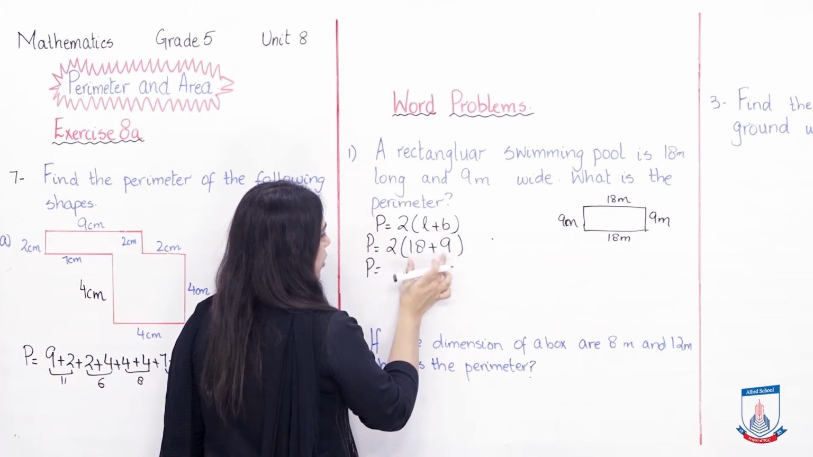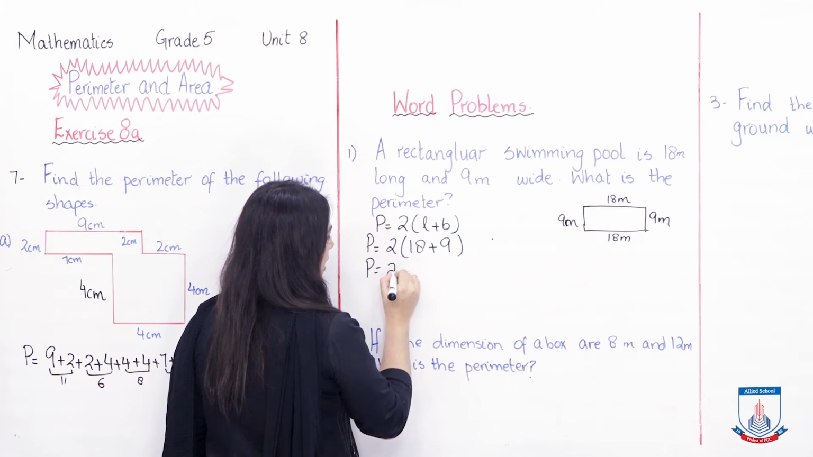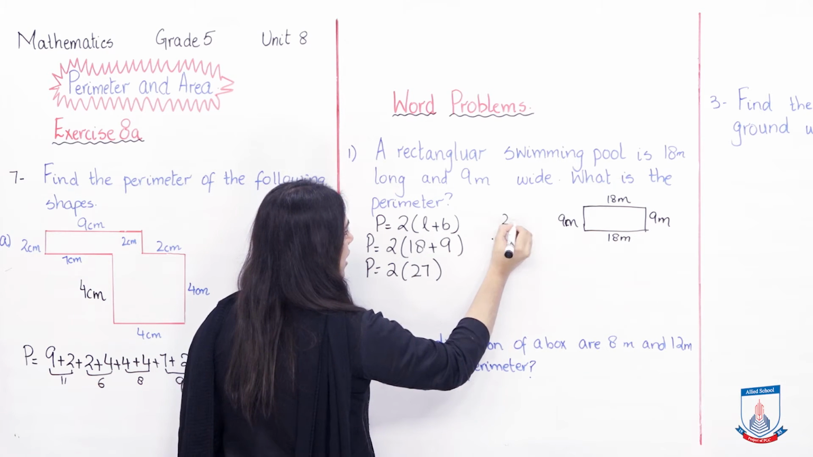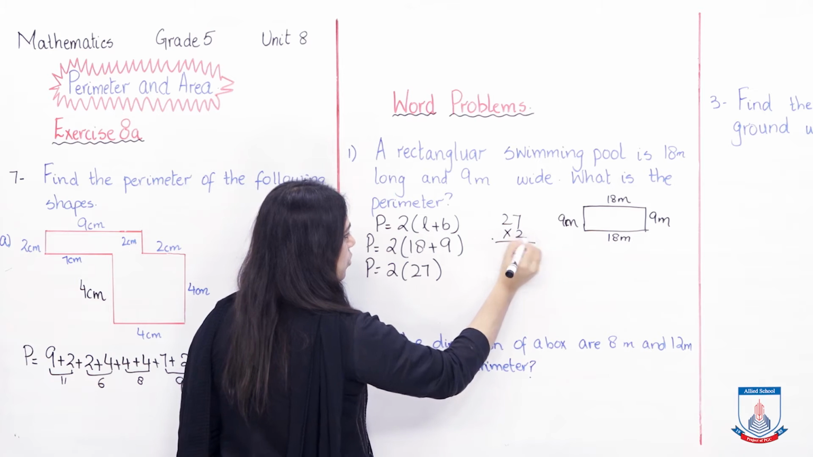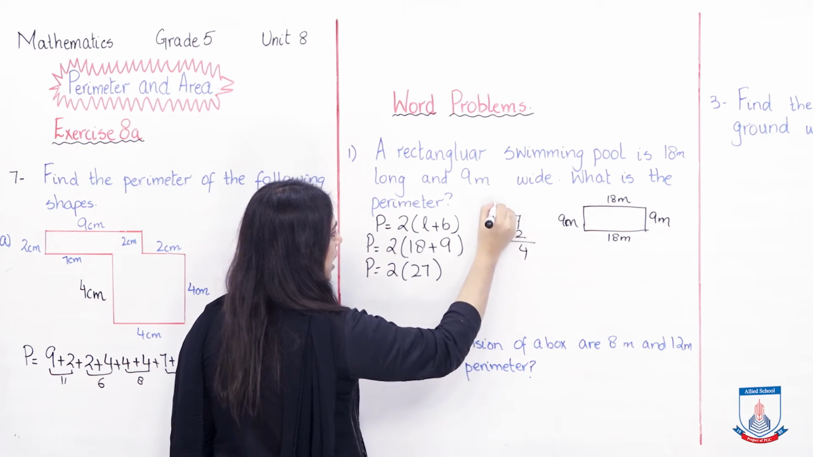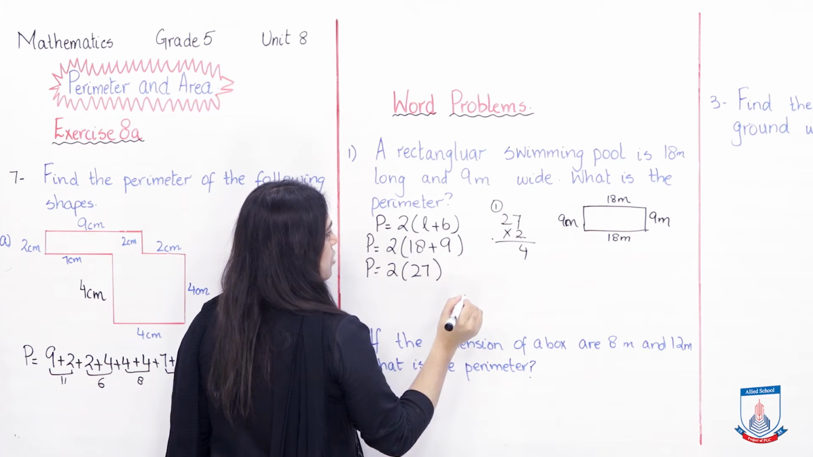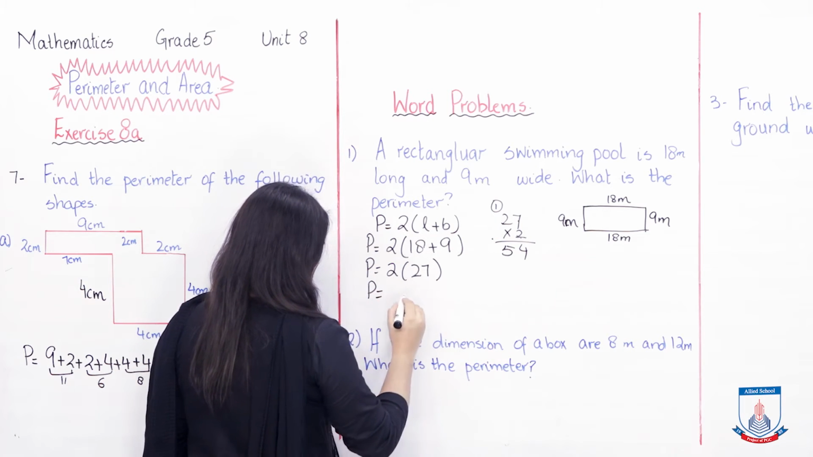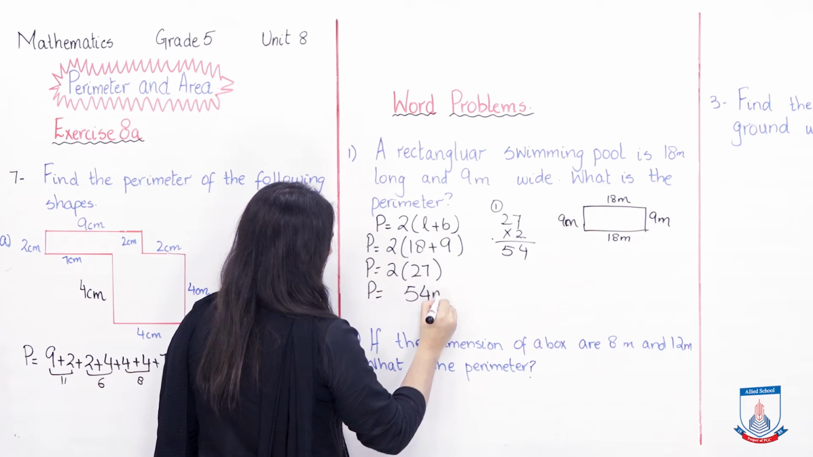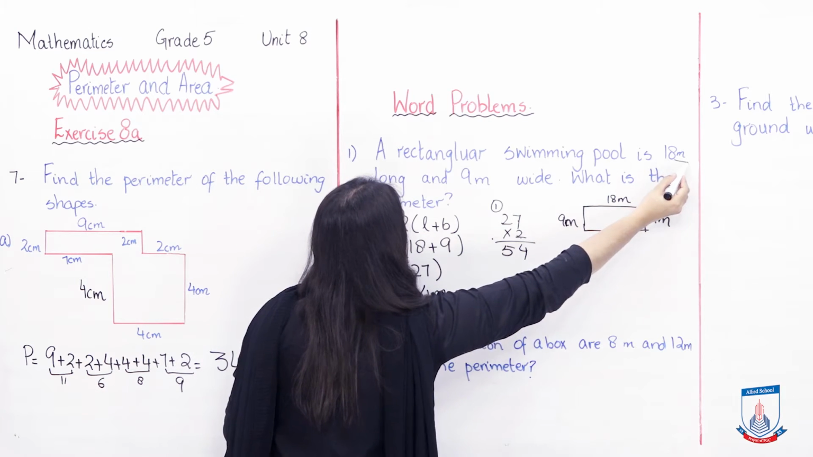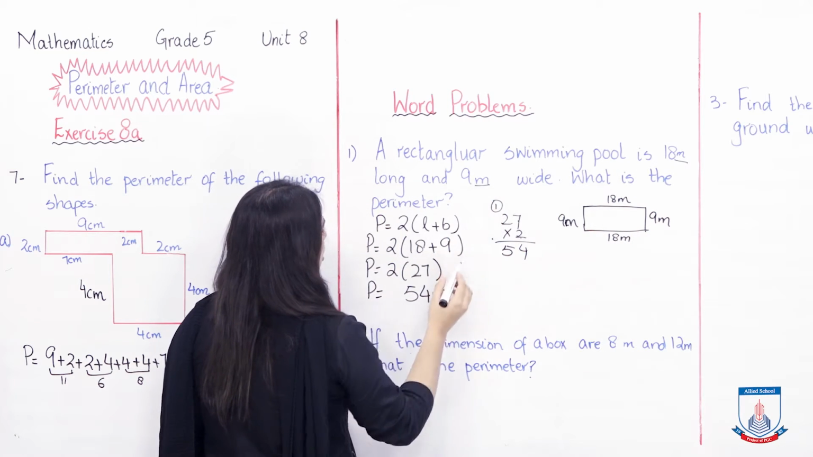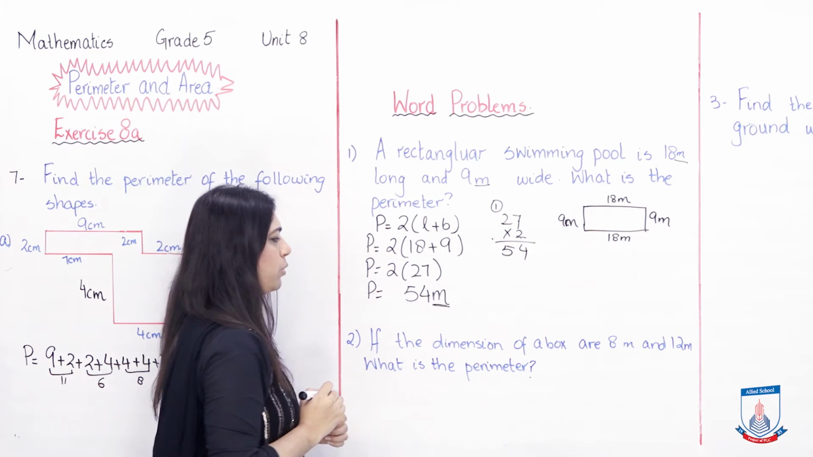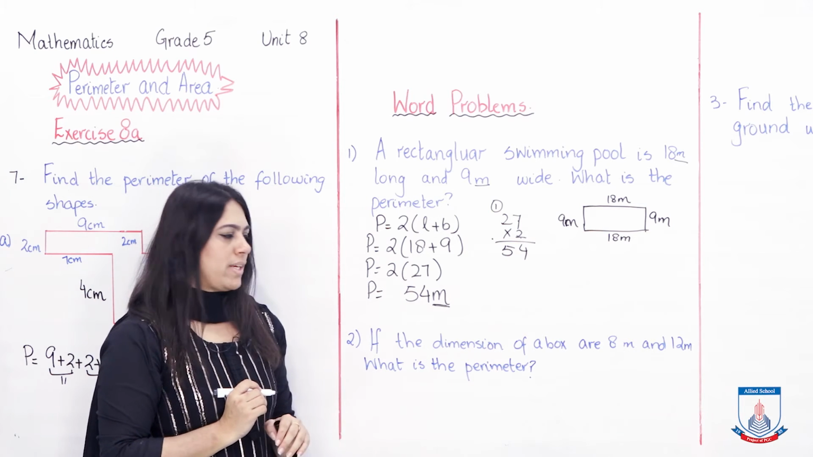So again, I'm going to add: 18 plus 9 will give me 27. Now I'm going to multiply 27 times 2. 2 times 7 is 14 and carry 1. 2 times 2 is 4, and then I add this. So what answer do you get? 54 meter. Because the length and the breadth are given to you in meter, the unit will also be meter. So this was quite an easy question.